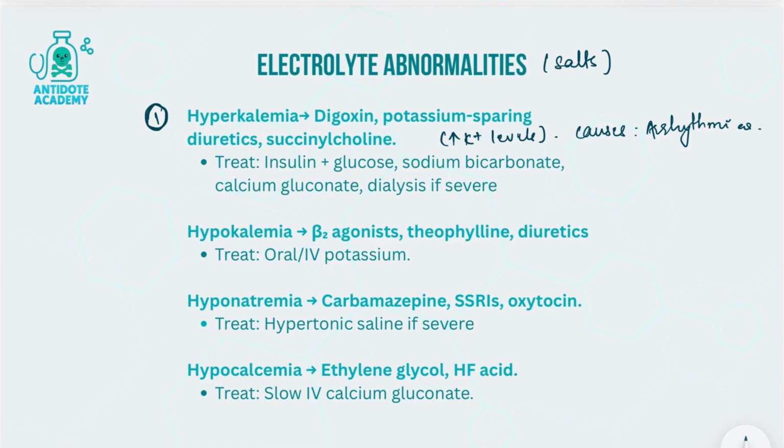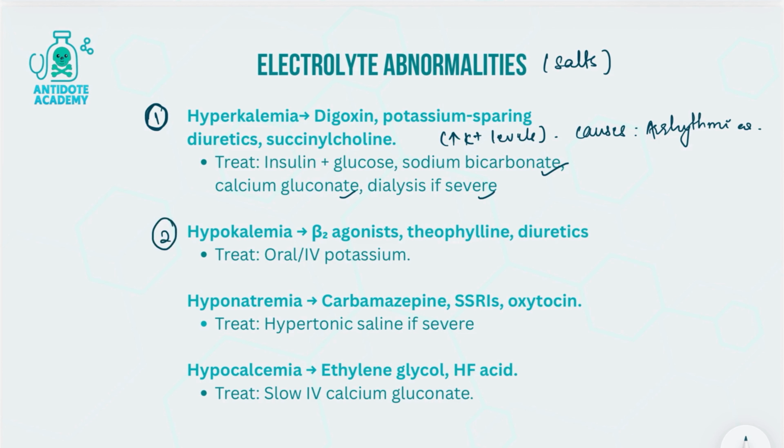We treat it by giving insulin plus glucose. What insulin plus glucose does is it pushes the potassium back into the cells. Then we can give sodium bicarbonate. Sodium bicarbonate corrects the acidosis and shifts the potassium inside the cells. Next, giving calcium gluconate. Calcium gluconate protects the heart from potassium's toxic effect. And we have to do dialysis in very severe cases.